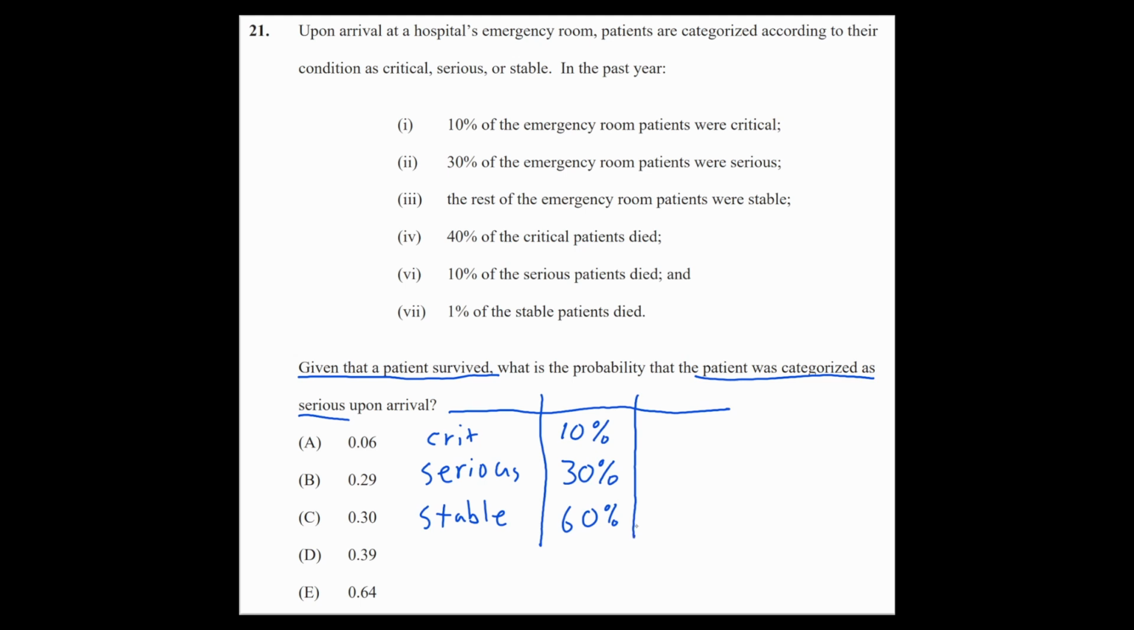And then we're told that given that a patient survived, so we know that we want to find the probability that a patient survived. So what we're going to do is just take the complement of these different probabilities. So for critical, it's going to be 60%. So 1 minus 40% is 60%. 1 minus 10% is 90%. 1 minus 1% is 99%.